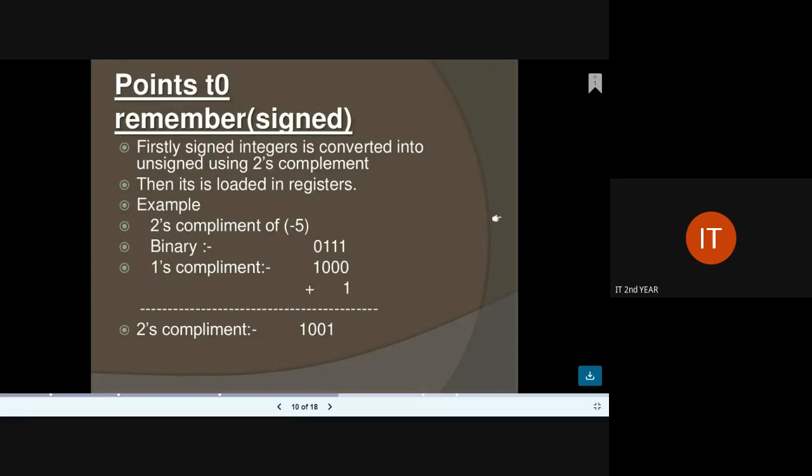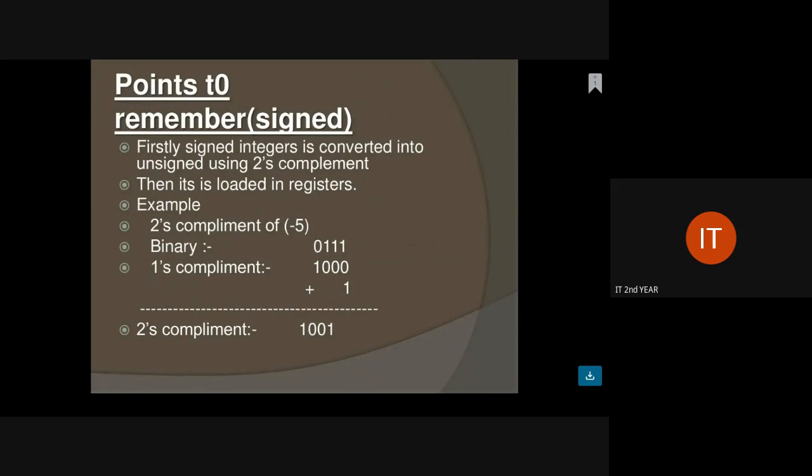Okay, so one more thing we need to understand is, till now we have discussed non-signed integers, that is unsigned integers. So now we are going to see signed integers, that is when we are dealing with negative integers. Whenever we deal with signed integers, we have to convert it into unsigned integer. For converting a signed negative integer into a positive integer, we use 2's complement. Then this 2's complement value will be loaded into the register.